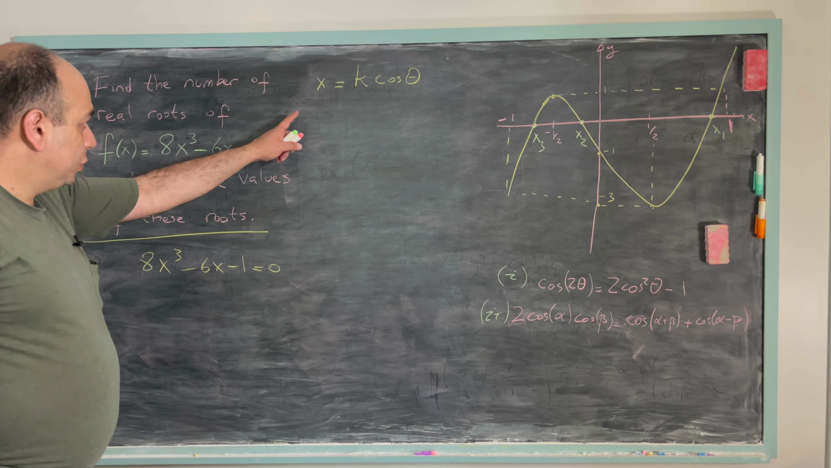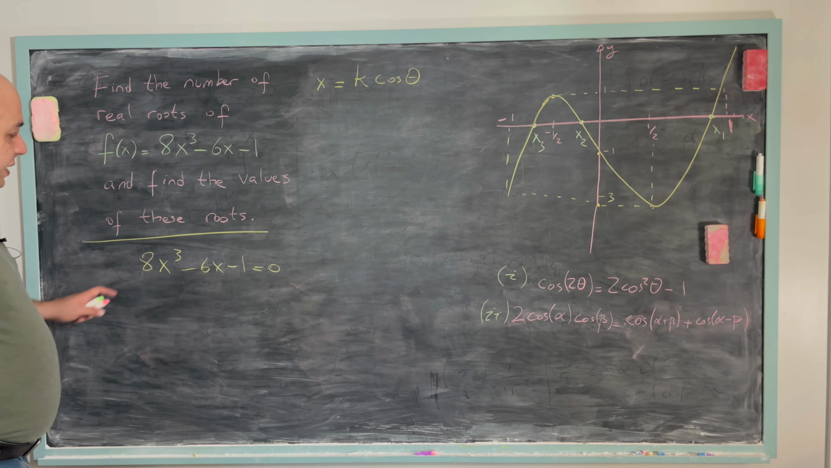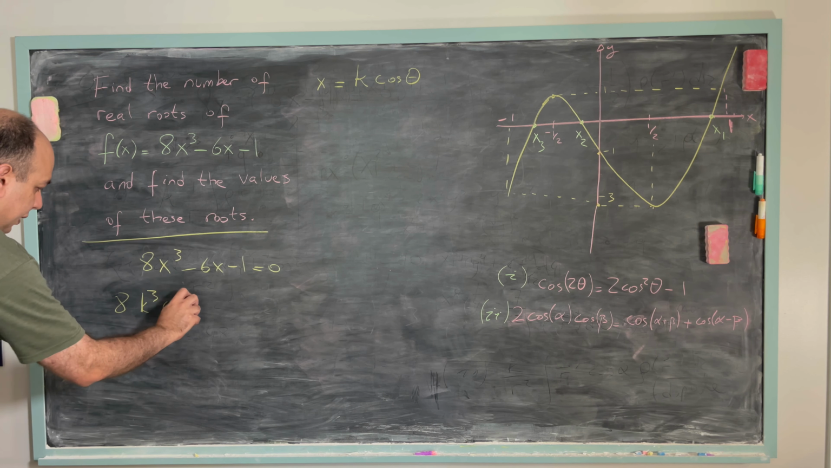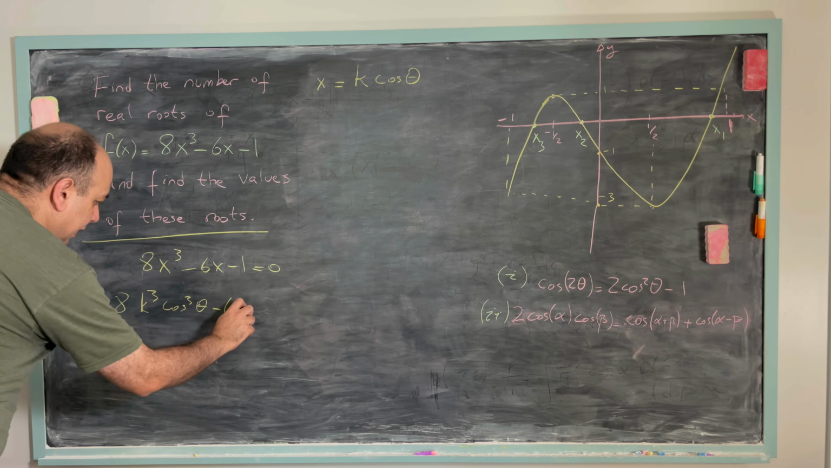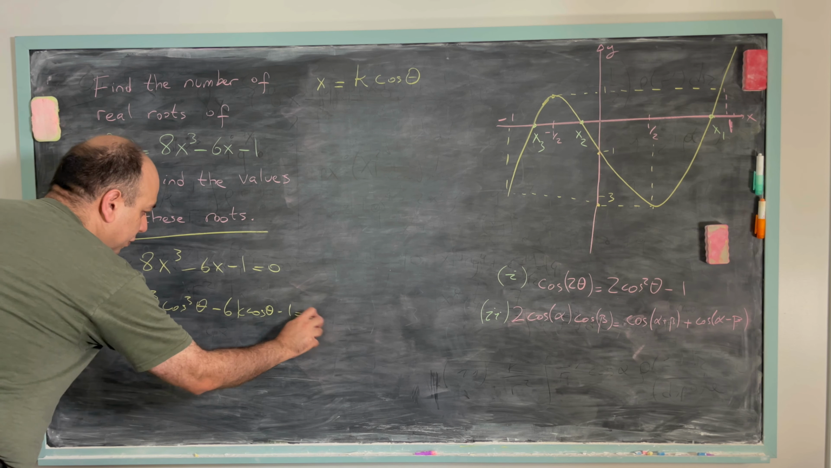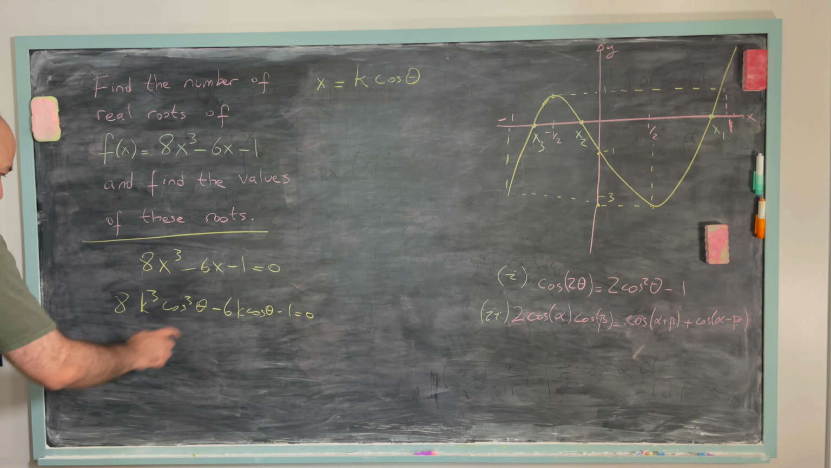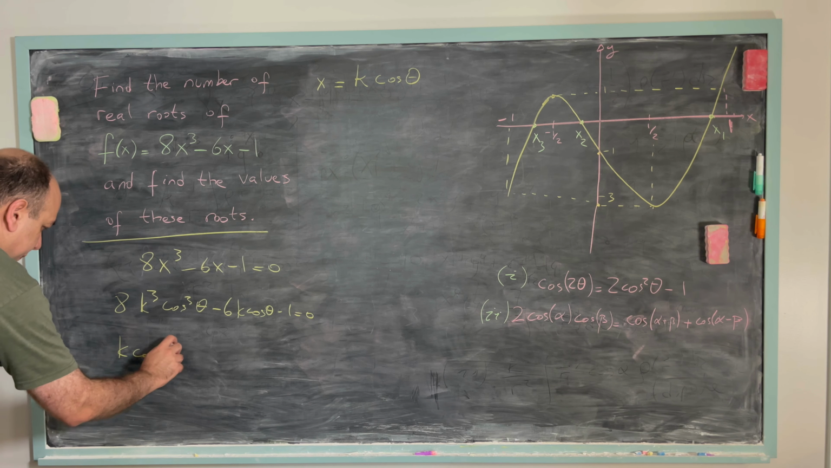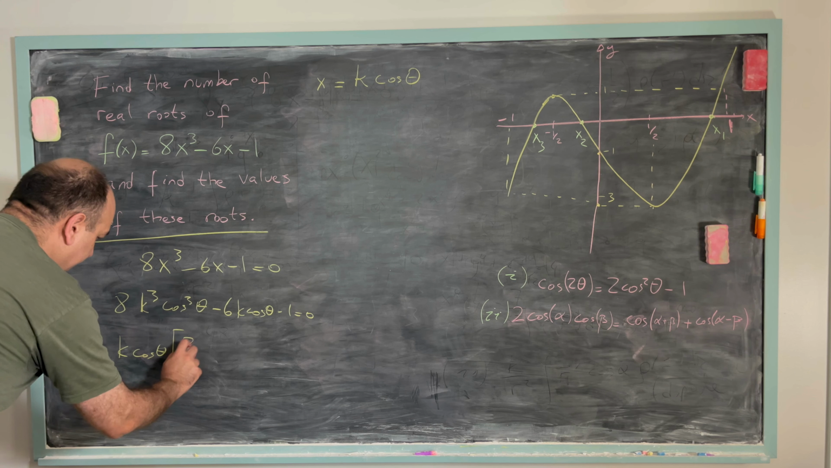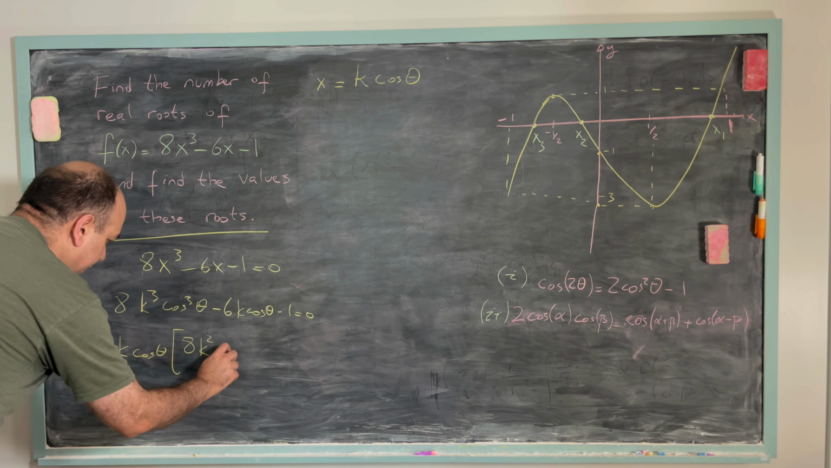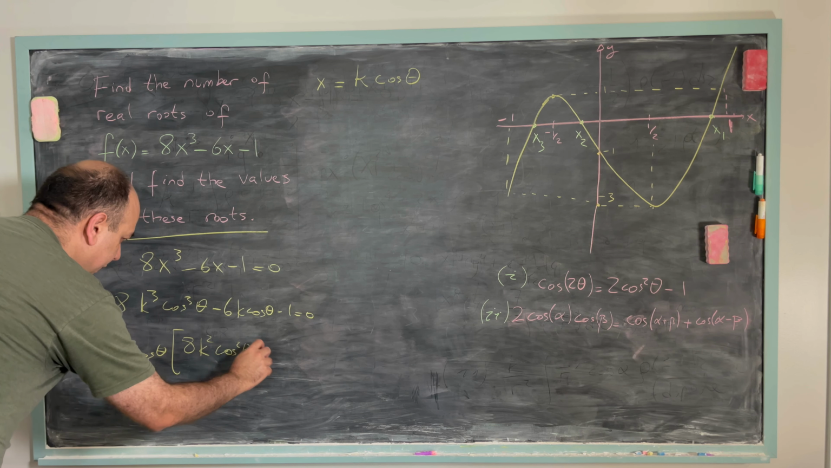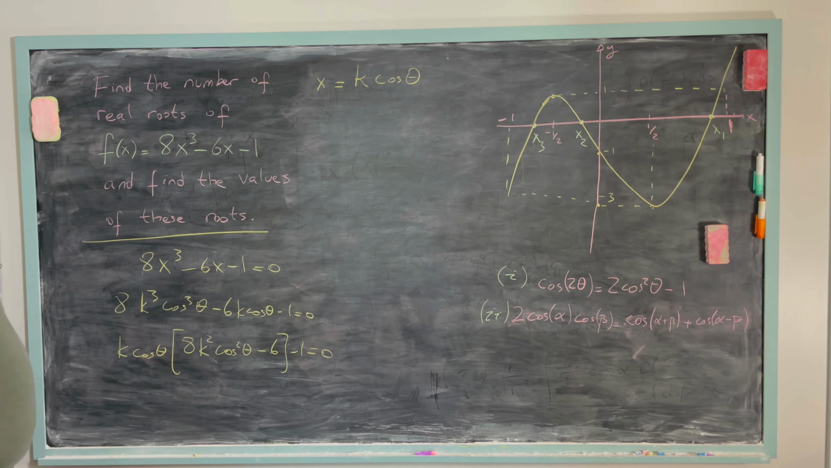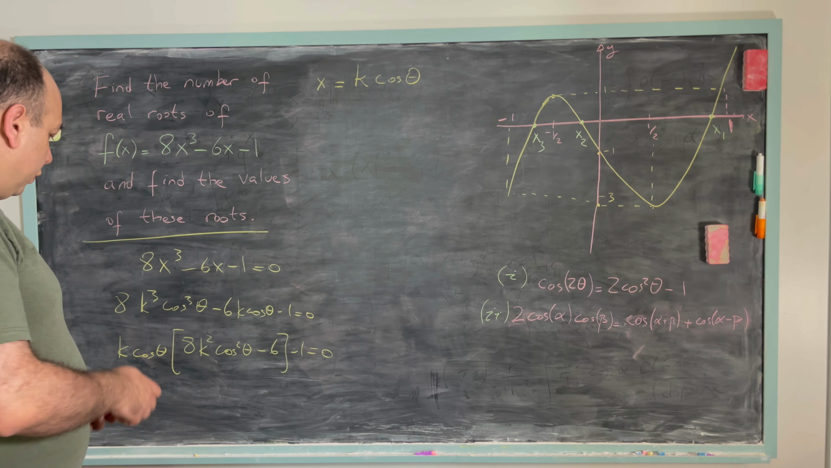Okay, so let's put k cosine theta wherever we see x here. So this equation becomes 8 times k cubed cosine cubed theta minus 6k cosine theta minus 1 is equal to 0, right? So we can pull k cosine theta out, and we will have 8k squared cosine squared theta minus 6, and then minus 1 is equal to 0. This is good. So we can continue over here.